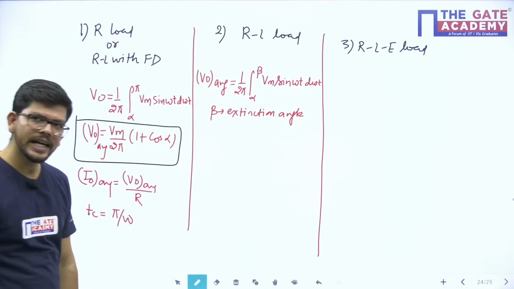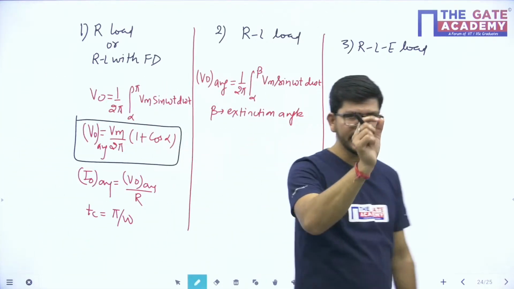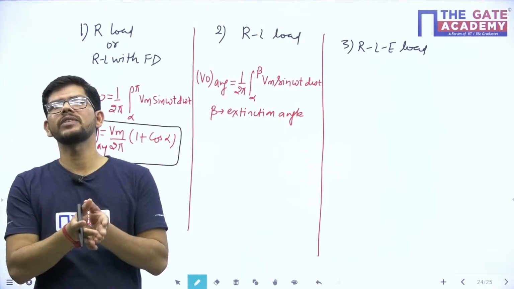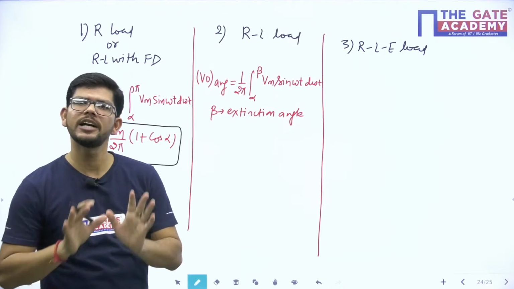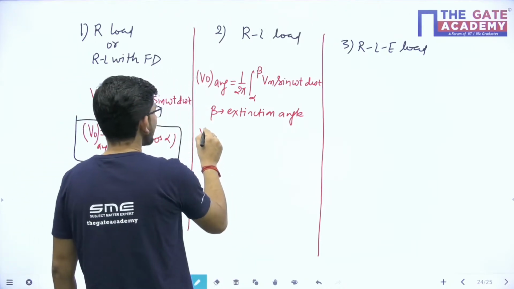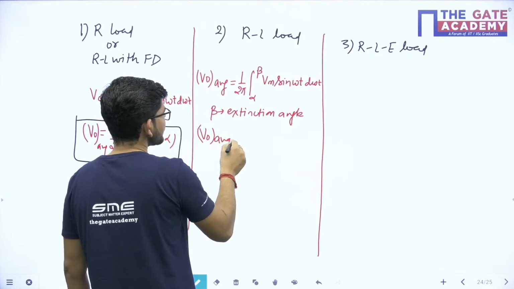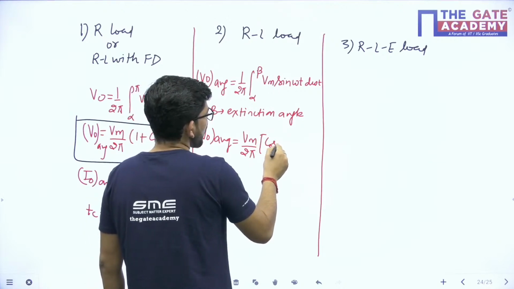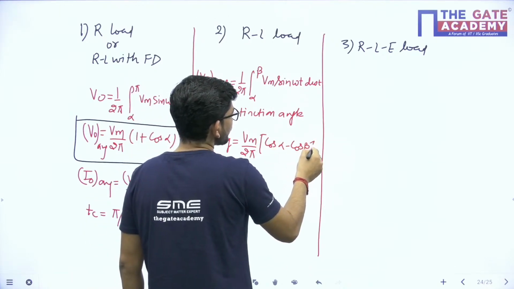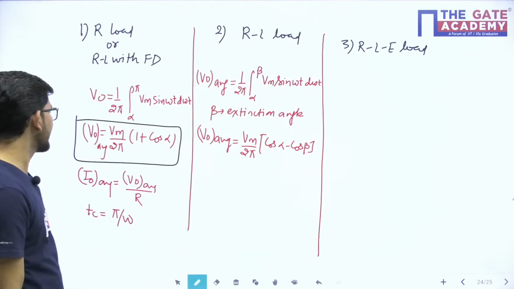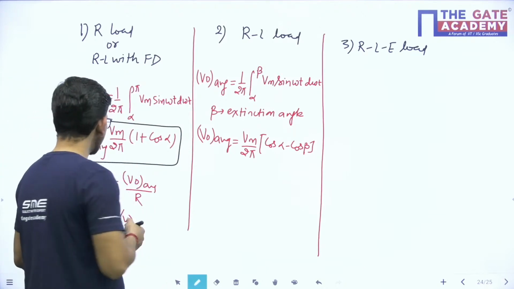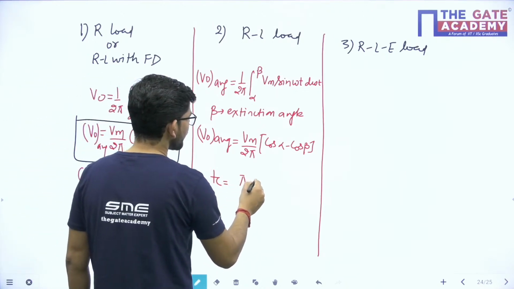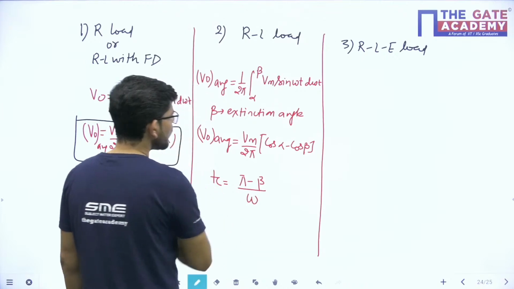In case of inductive load, there is a negative spike in the voltage, or the power transfer from load to source takes place for alpha to beta, that we know. So what will be the V naught average value here? V naught average will be equal to Vm upon 2 pi times (cos alpha minus cos beta). This is V naught average in case of RL load. I naught average will be calculated from V naught average by R as well, and circuit turn off time will be equal to (pi minus beta) upon omega.